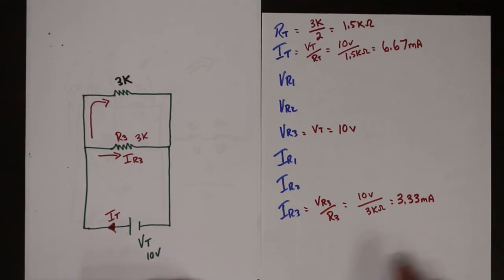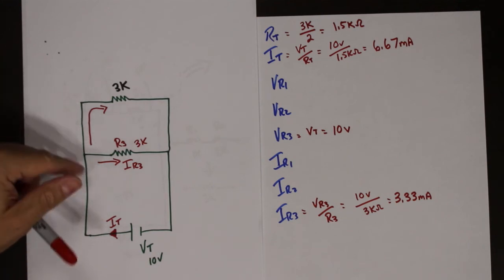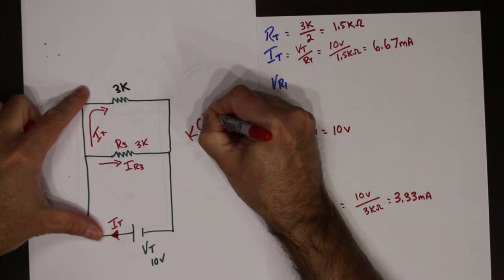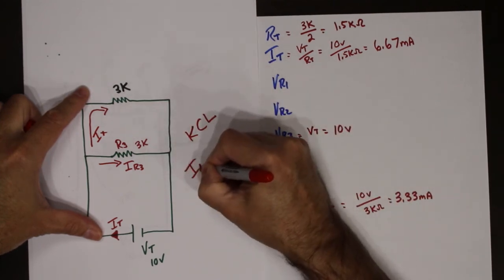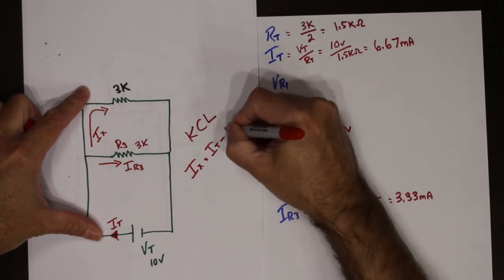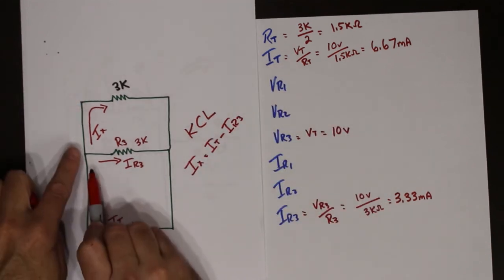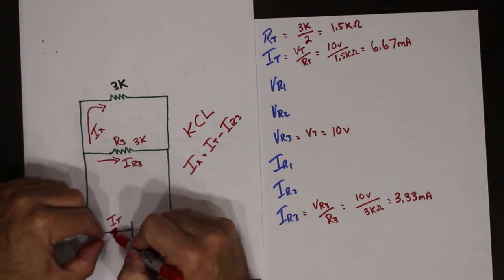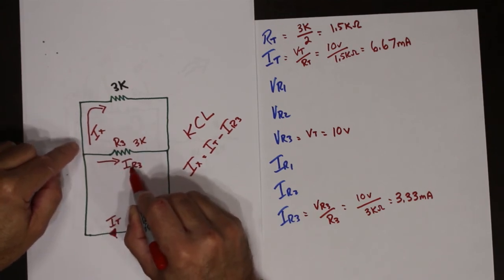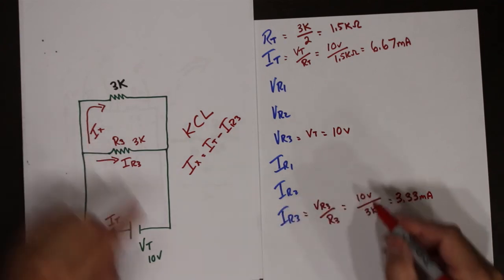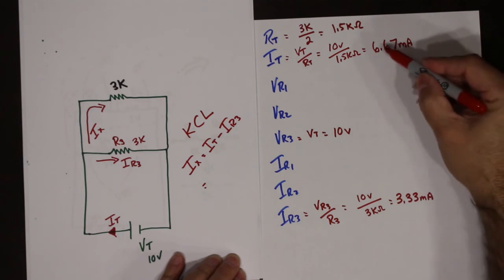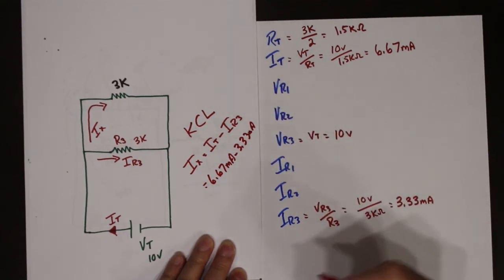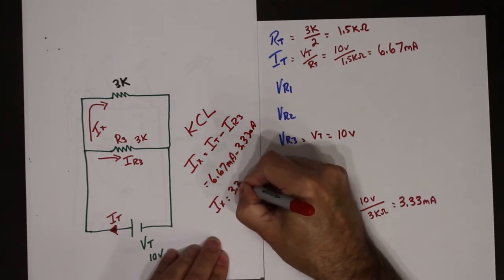Again, I'm having a difficult time trying to keep this all on the same screen for you. Now, we'll just call this Ix. We know from Kirchhoff's current law for parallel circuits that Ix is equal to I total minus IR3. The total comes up, some goes this way, some goes this way. So Ix in this case is equal to 6.67 milliamps minus 3.33 milliamps. So Ix is equal to 3.33 milliamps.